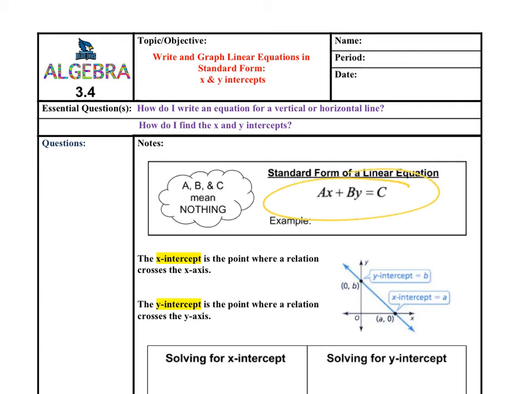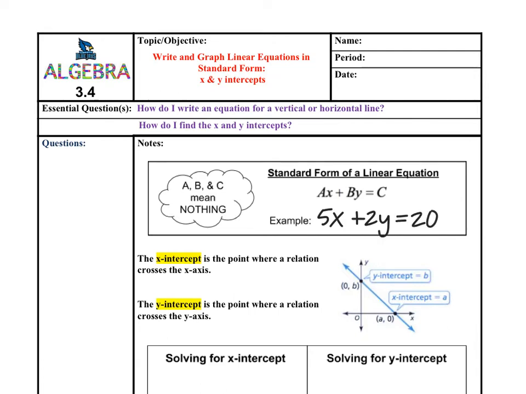Ax plus by equals c. And that's just a different kind of way to rearrange that equation. So the thing I need you to know is that a, b, and c don't mean anything. It's not like the slope or the y-intercept. They're nothing special. They're just numbers. So here's an example of what it might look like. You have something like 5x plus 2y equals 20.